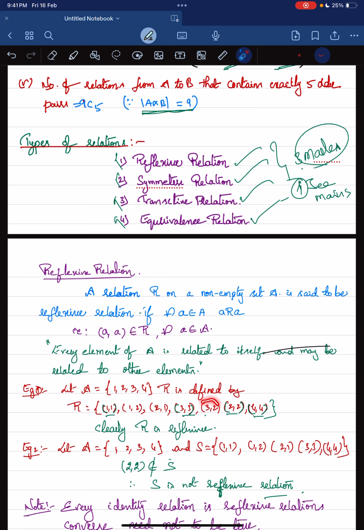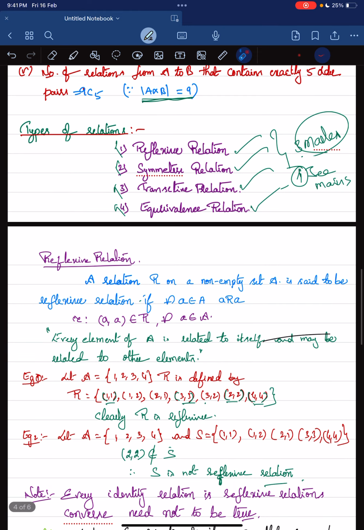1 1, 2 2, 3 3, 4 4. These are the identical ordered pairs. When a relation is reflexive, it means (a, a) belongs to R. The identical elements are there in the given set. If all elements, that is (1,1), (2,2), (3,3), (4,4), are there, then that is a reflexive relation. Otherwise it is not a reflexive relation.